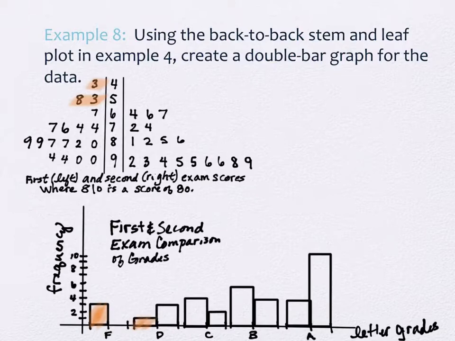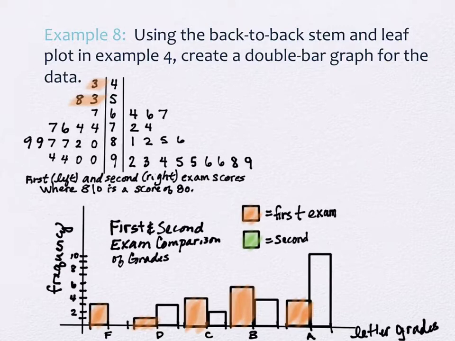So if I use orange for all my first exams, then I would write it down the same way. The orange box is my first exam. And then we're going to do another color. What color do you guys want to do? Green? Awesome. Green is my second exam. And we'll shade all the second exams in green.